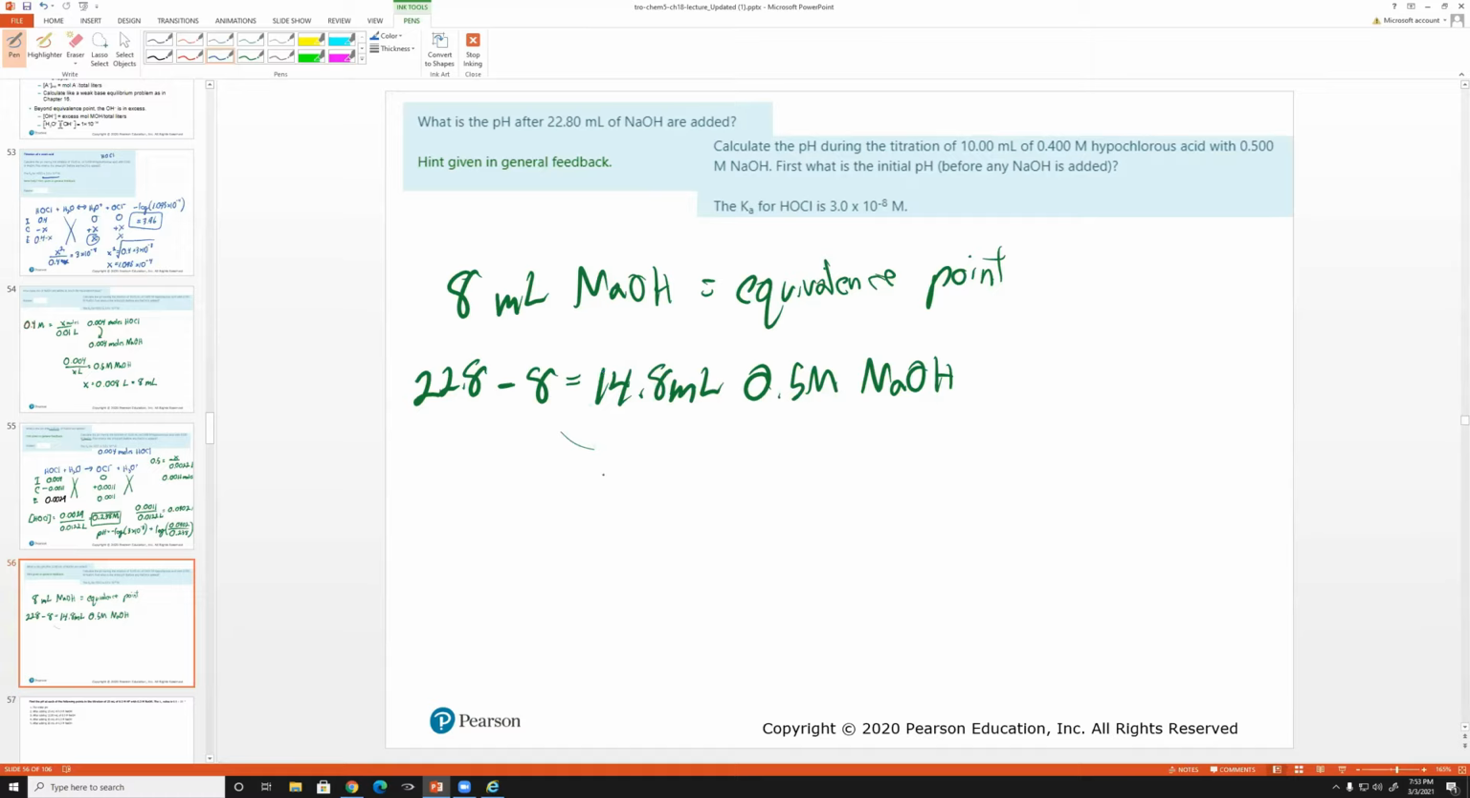14.8 mils. So now we can figure out how many moles of NaOH is 14.8 mils, and then we can put this into our equations. So we can do 0.5 molar equals X moles divided by 0.0148 liters, and we can calculate our moles. X is going to equal 7.4 times 10 to the negative third moles.